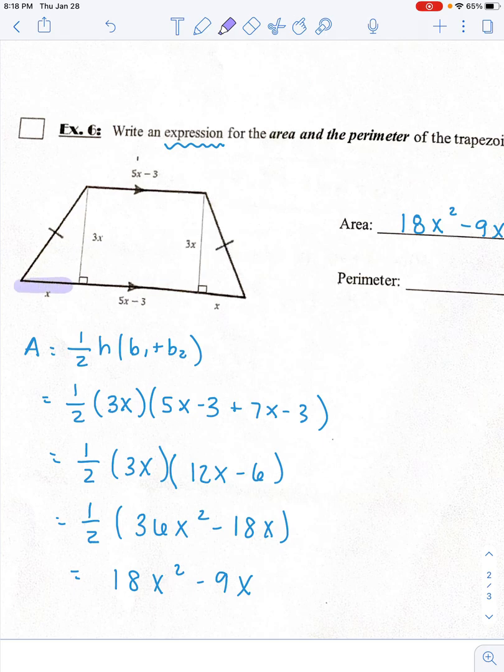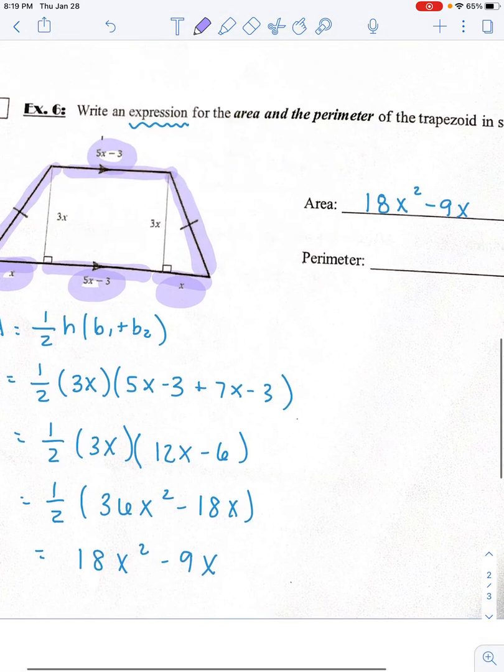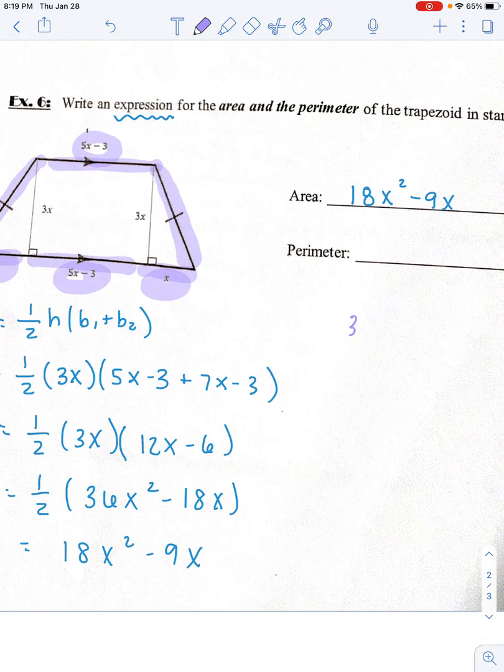Now, perimeter is going to be adding up all the outside here. So we are going to need this side, this, and this side. We have a lot of those already. We've got the 5x minus 3, the x, the 5x minus 3, the x. We're missing those two legs. In order to find those, we're going to use the Pythagorean theorem, because we have those little right triangles there.